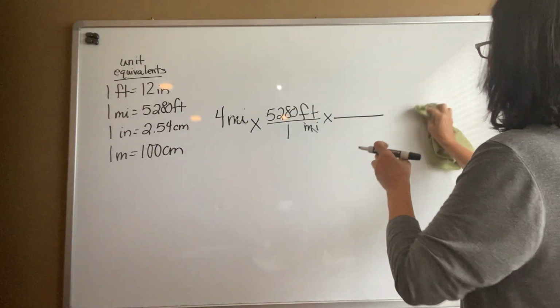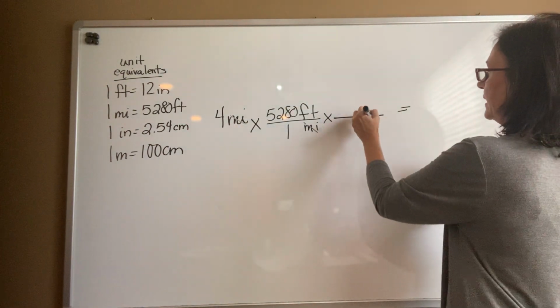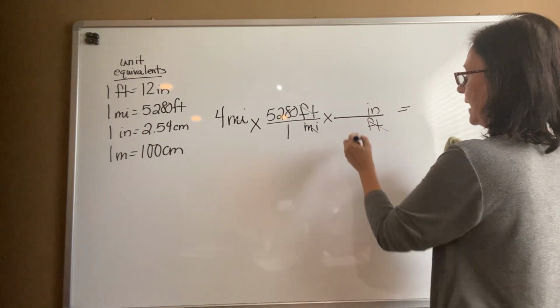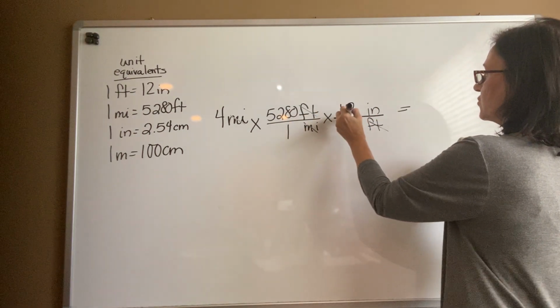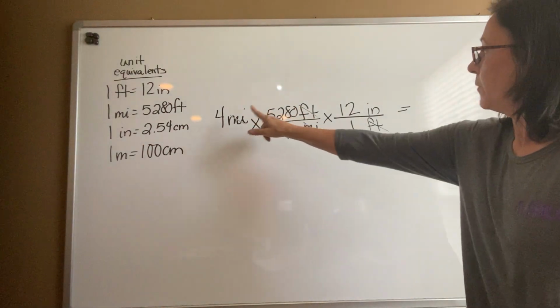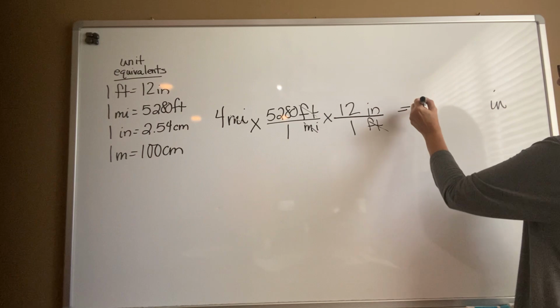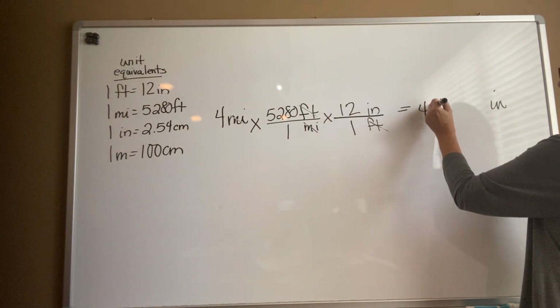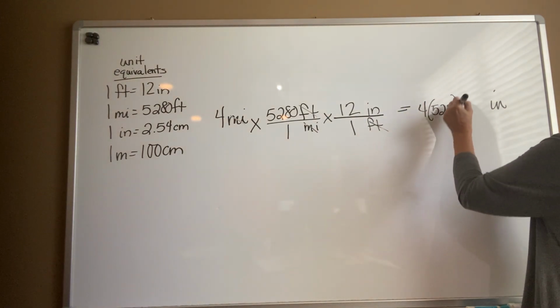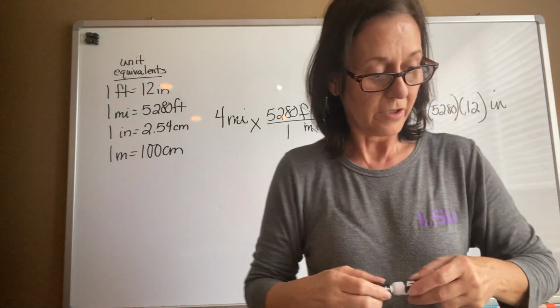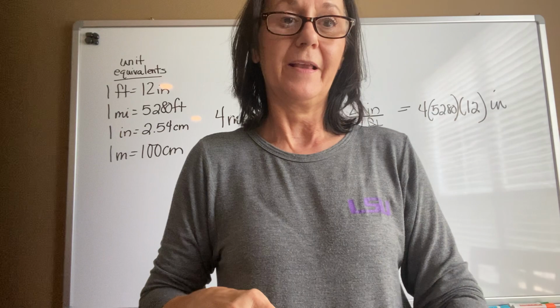So I have inches in the numerator, feet in the denominator, so my feet can cancel out. 1 foot is 12 inches. Multiply numerators times numerator. Denominators are all 1. So it's 4 times 5,280 times 12 inches. And you do not have to multiply those out.